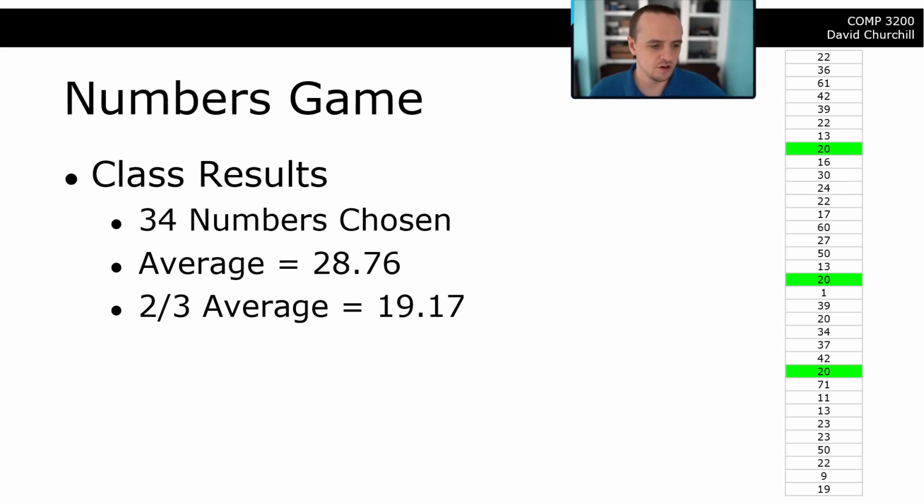So there was nobody who chose 19. So the people who won were the people who chose 20. Now, I didn't collect names just because I didn't want personal information to be online, but if you chose 20, then good for you. You ended up winning that game.